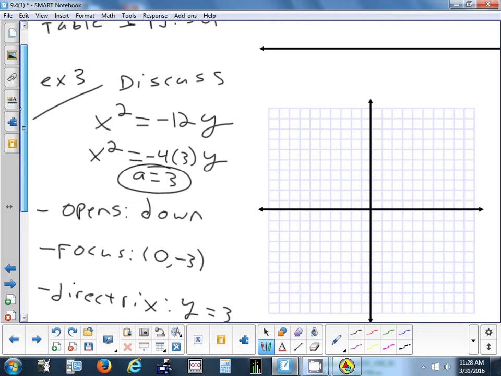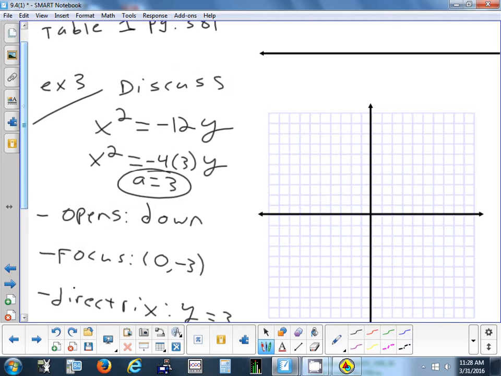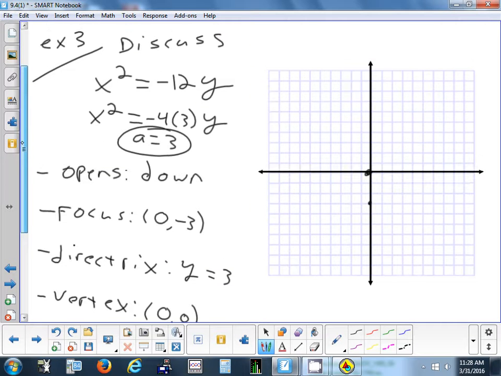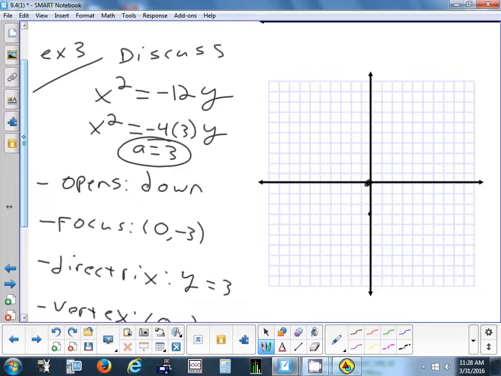Okay, let's try to graph it. They didn't ask us to, but let's just practice it. Vertex is 0, 0. Focus is 0, negative 3. I know it has to wrap around it, so it comes down. What would be a good value to pick? A little different, but we're picking a value for y.